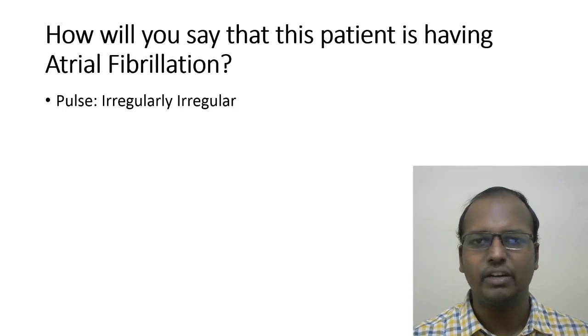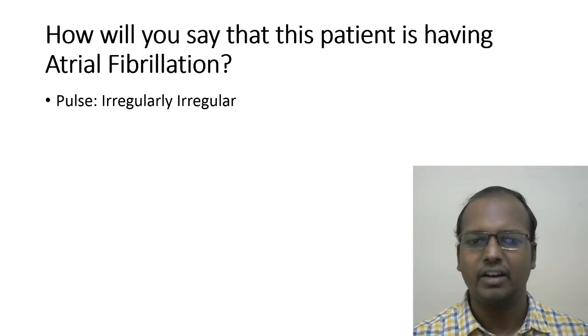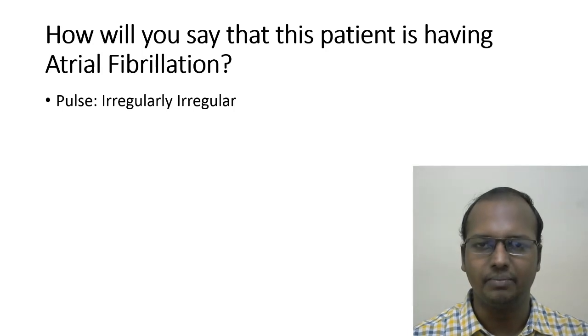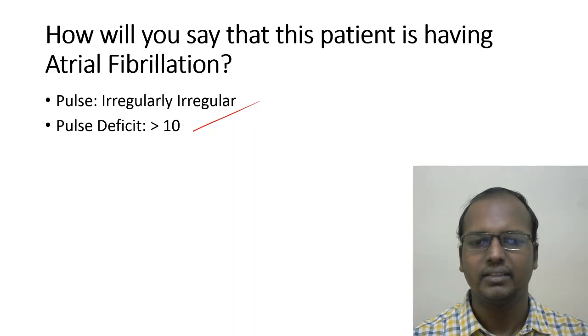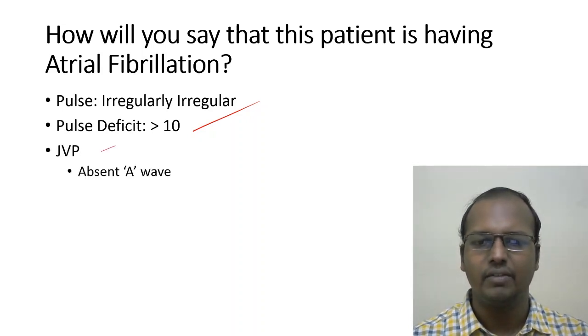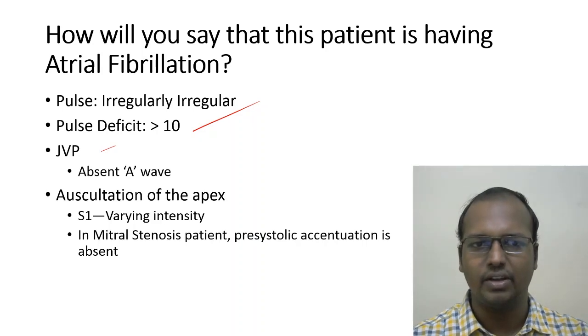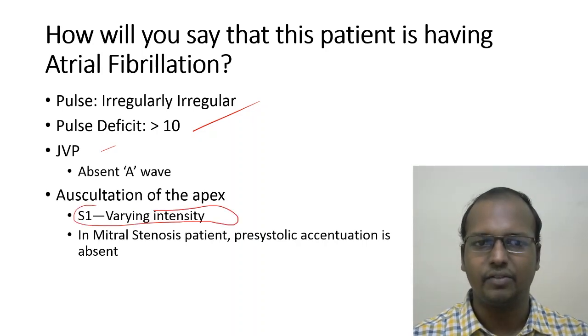In patients who are treated with digoxin, the rate may be so well controlled that you may miss an abnormal rhythm. And the pulse deficit will be more than 10 in atrial fibrillation. Then JVP, there will be an absent A wave. And in a patient with mitral stenosis, there will be an S1 finding. That is a very important finding.